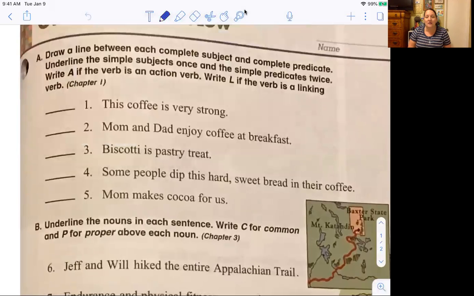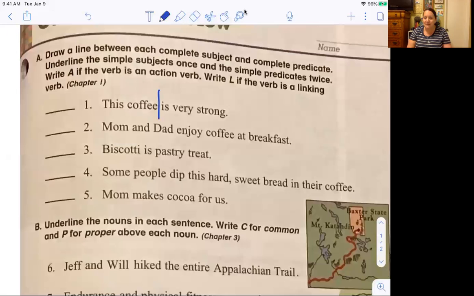Letter A: draw a line between each complete subject and complete predicate. Underline the simple subjects once and the simple predicates twice. Write A if the verb is an action verb and L if the verb is a linking verb. Let's try number 1. This coffee is very strong. Where would my vertical line go? It would go between coffee and is, because it separates the complete subject, this coffee, and the complete predicate, very strong.